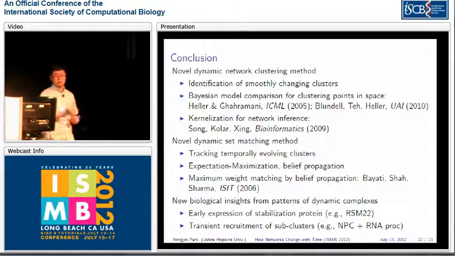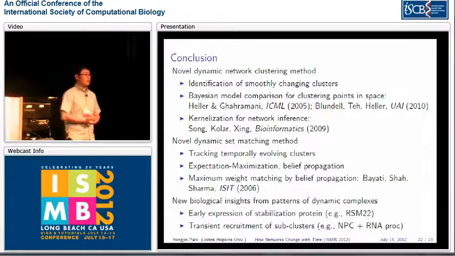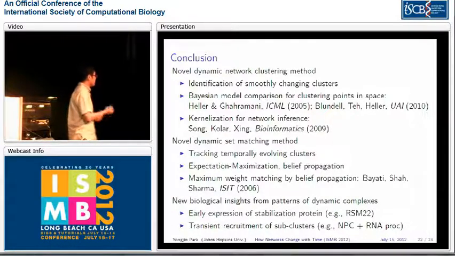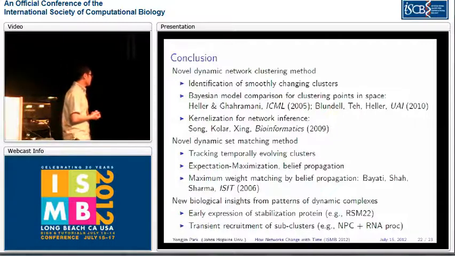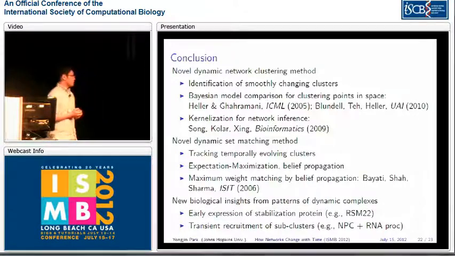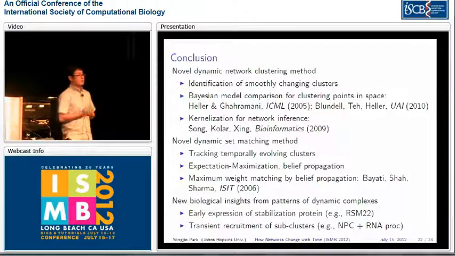We also proposed a novel dynamic set matching method, which enables us to track temporally evolving clusters, and we use expectation maximization and belief propagation. Maximum bipartite matching by belief propagation was also provided by other people. And from these results, we can hypothesize some new biological insights. One example was early expression of the stabilization proteins, so once one gets overexpressed first, it then stabilizes the remaining complex. The other example was transient recruitment of subclusters. We looked at the nuclear pore complex and RNA processing.